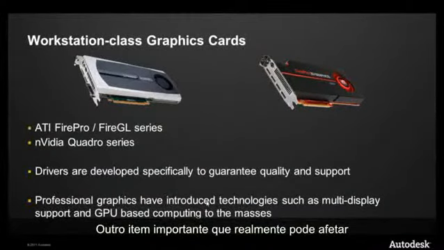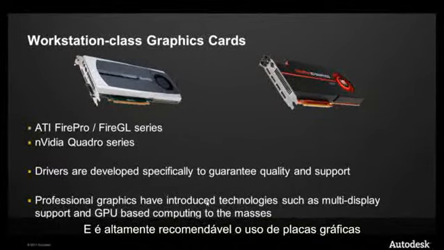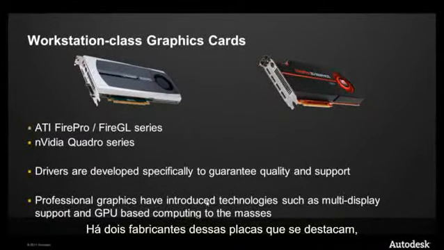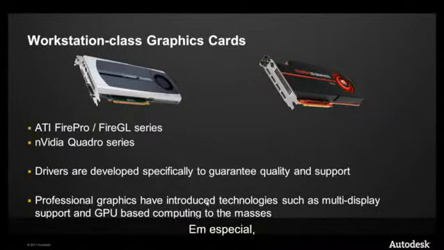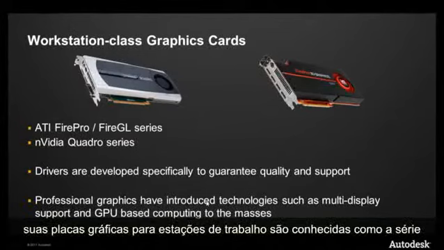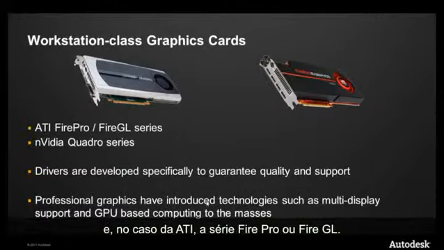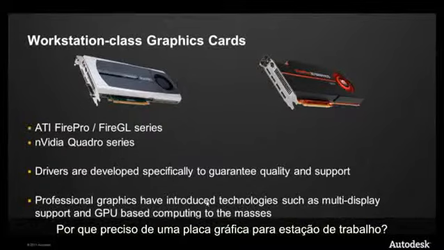Another key item that can really impact the way that you use large assemblies is your use of graphics cards. And we highly recommend the use of workstation class graphics cards. There are 2 very predominant manufacturers of those cards, one being NVIDIA and the other being ATI. So in particular, their workstation class graphics cards are known as the NVIDIA Quadro series, as well as the ATI FirePro or FireGL series.